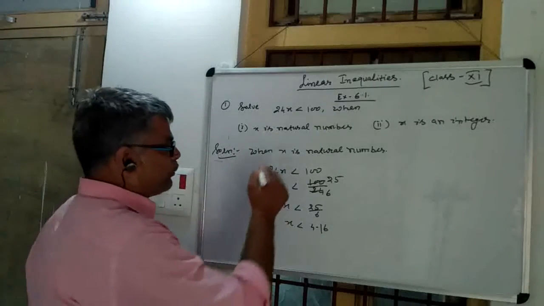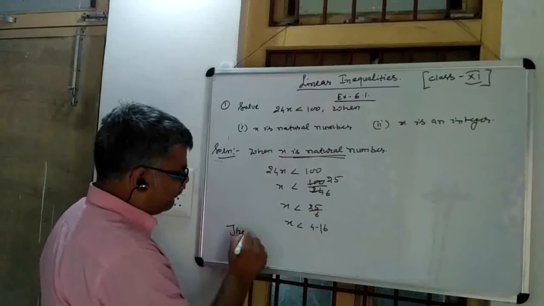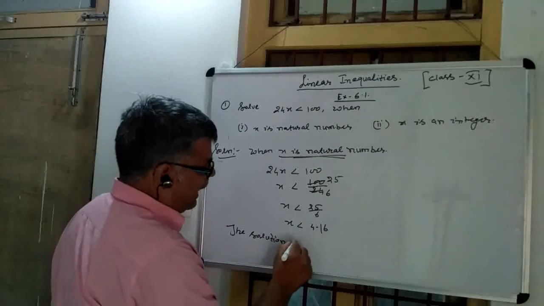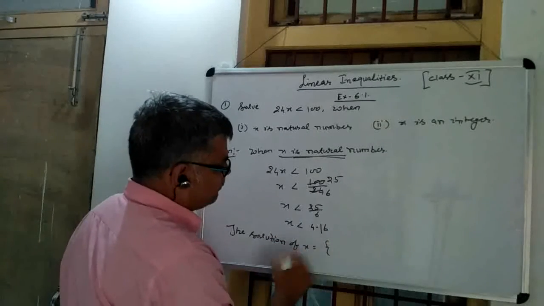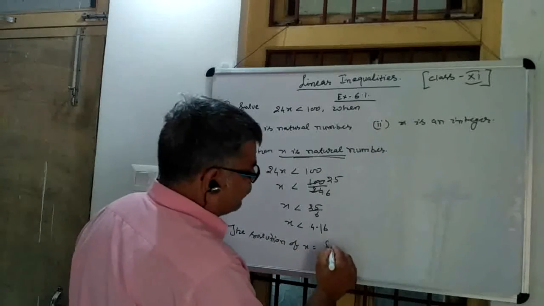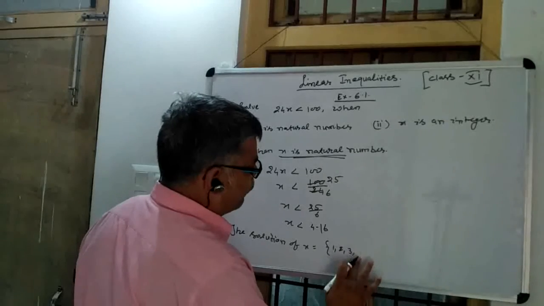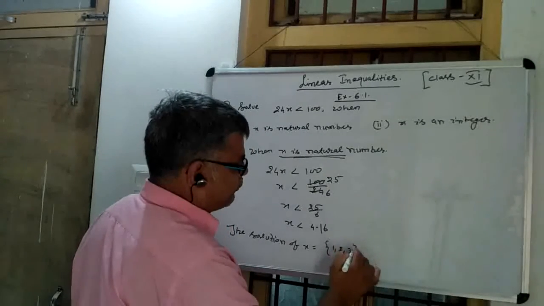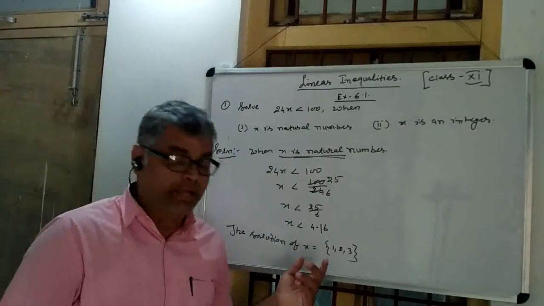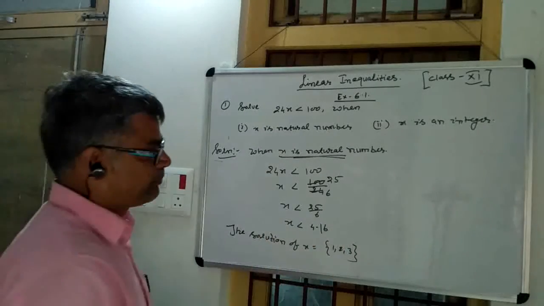But x is a natural number. So the solution set will be, natural numbers start from 1. The natural numbers will be 1, 2, 3, and not 4, because x is smaller than 4. So when x is a natural number, the value of x will be 1, 2 and 3.